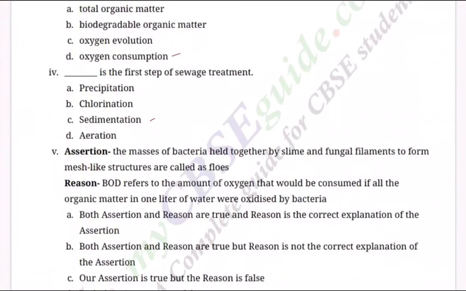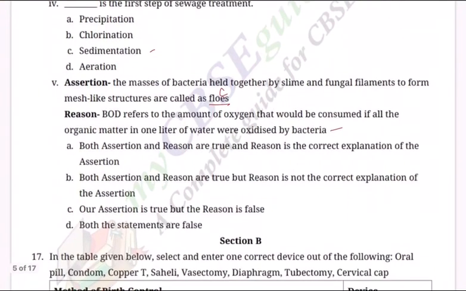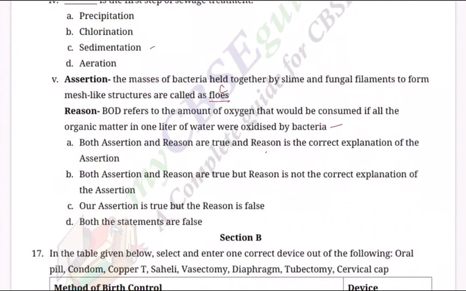Question 5 is assertion reasoning. Assertion: the masses of bacteria held together by slime and fungal filaments to form mesh-like structures are called flocs. Reason: BOD refers to the amount of oxygen that would be consumed if all the organic matter in 1 liter of water were oxidized by bacteria. A. Both assertion and reason are true, and reason is the correct explanation of the assertion. B. Both assertion and reason are true, but reason is not the correct explanation of the assertion. C. Assertion is true, but reason is false. And D. Both the statements are false. Both A as well as R is false.